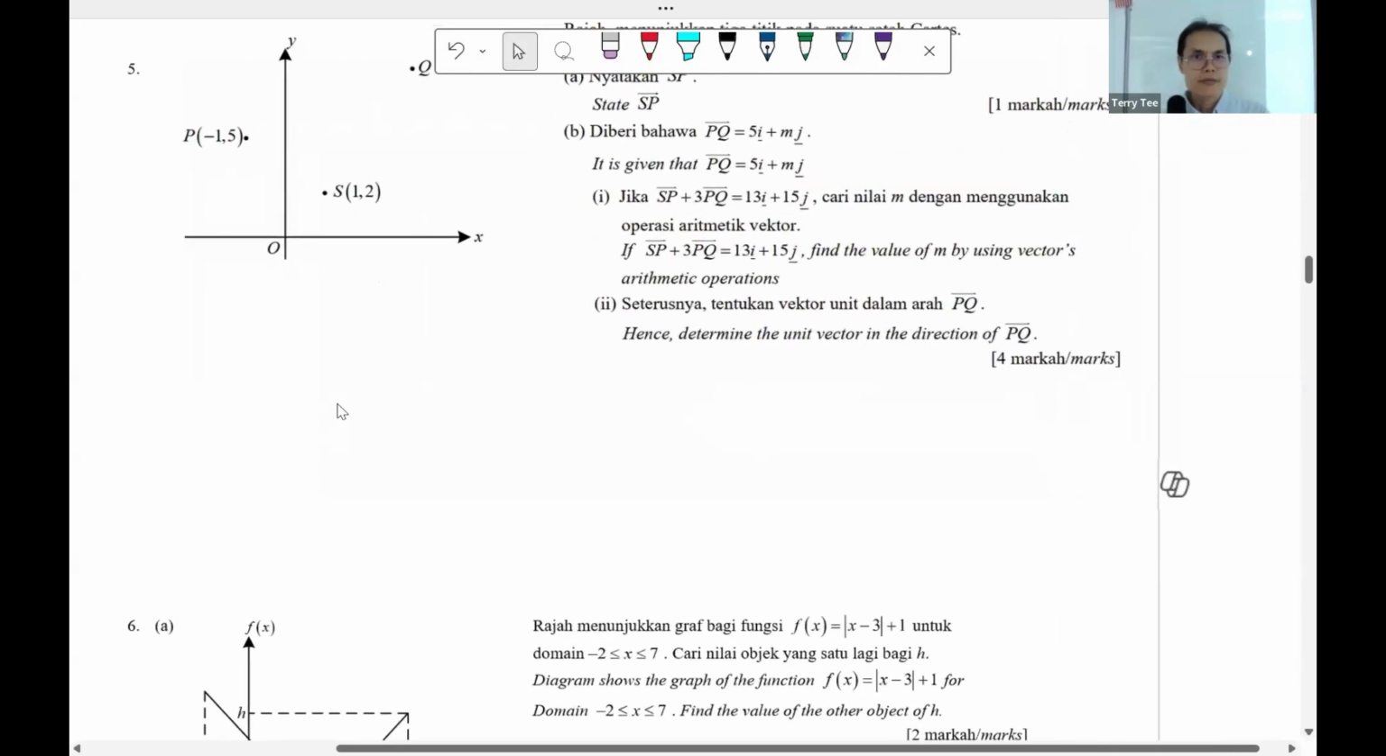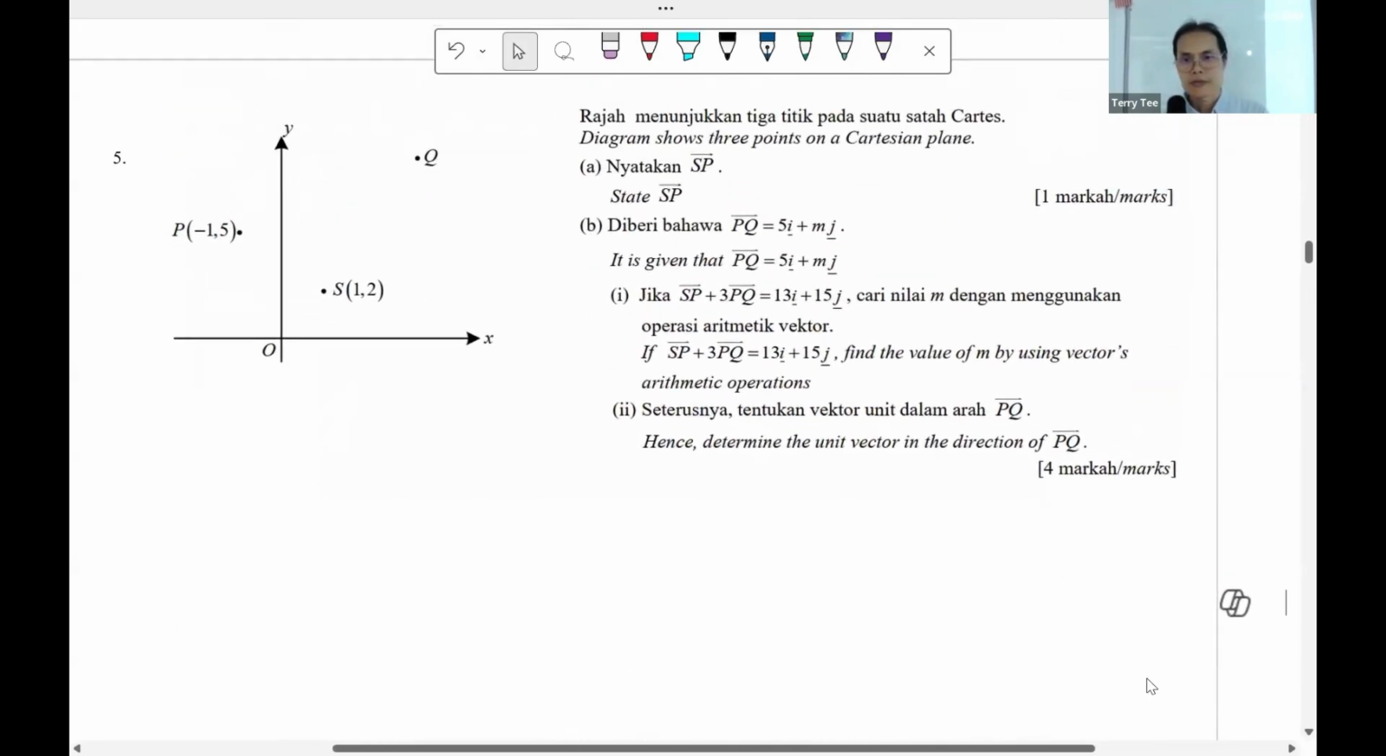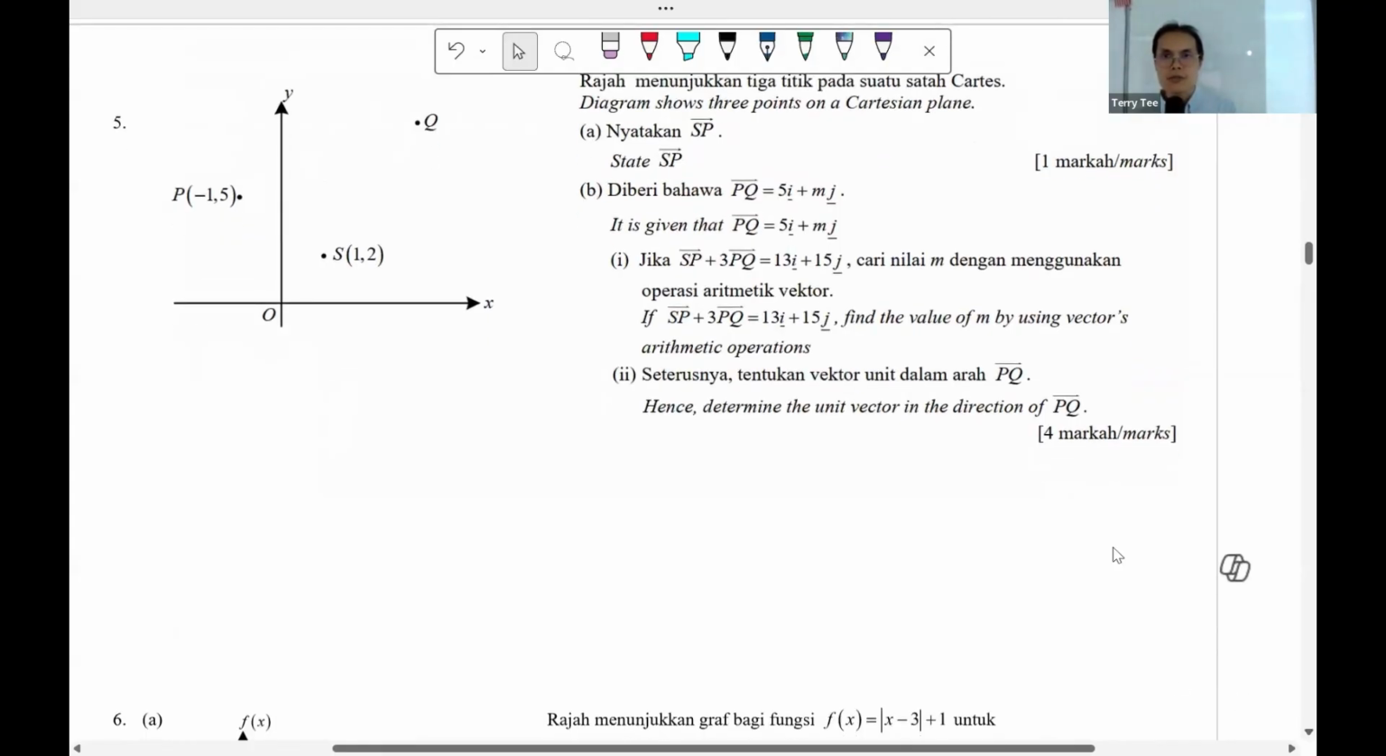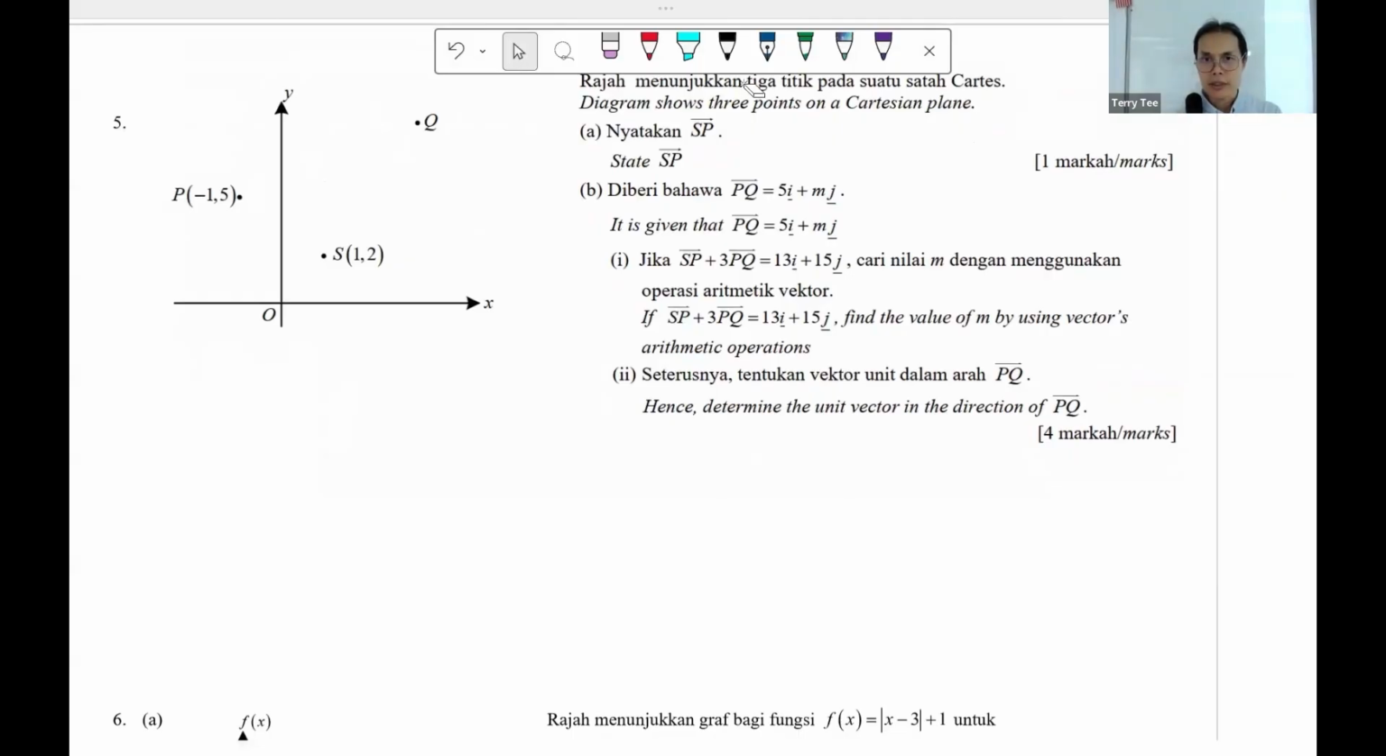Okay, question number 5. So this one is vector, form 4, chapter 8, vector. Okay, diagram shows 3 points on the Cartesian plane. You're supposed to find SP. If you look at the diagram, where is SP? SP is here to here. So we can go S to O, O to P. You can use the addition of vector, S to O, followed by O to P. This way. Okay, so let me write here, this is part A, SP is SO plus OP.